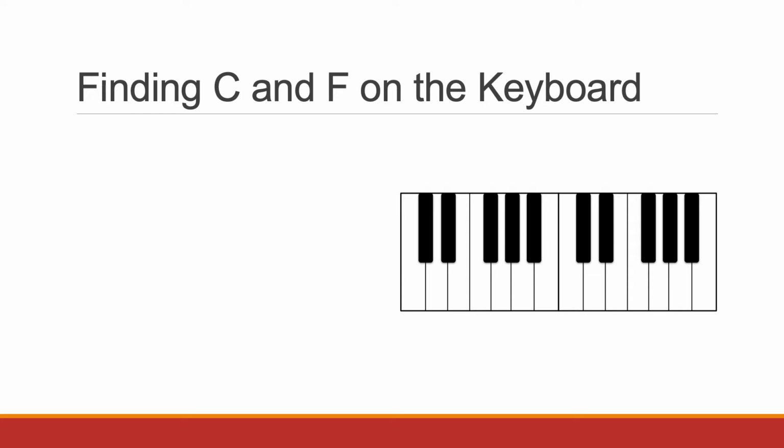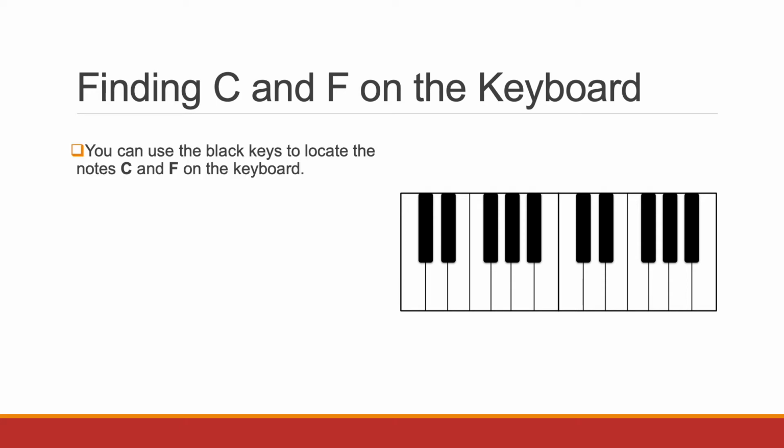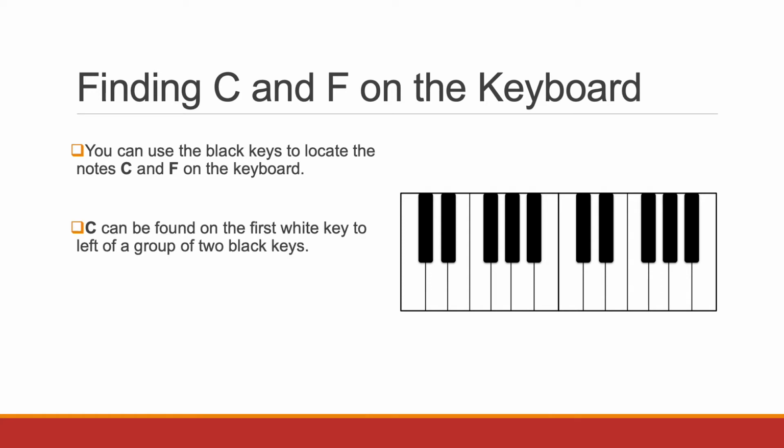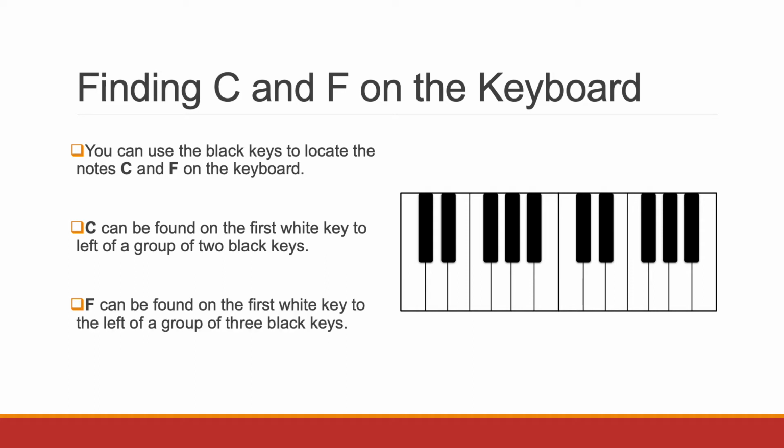Finding C and F on the keyboard. You can use the black keys to locate the notes C and F on the keyboard. C can be found on the first white key to the left of a group of 2 black keys. F can be found on the first white key to the left of a group of 3 black keys.